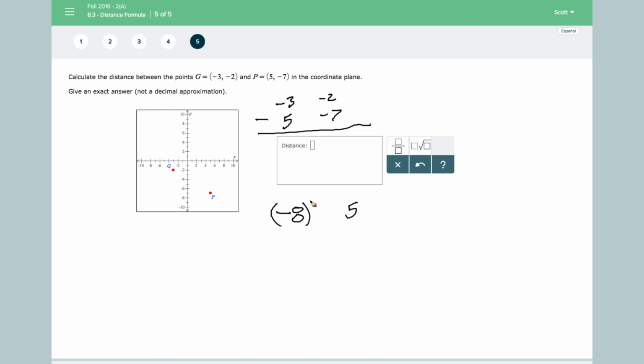Now we're going to square those answers. -8 squared is 64. And 5 squared is 25. We add those together. 64 plus 25 is 89. And that doesn't simplify, so we just take the square root of that, and that is our answer, the square root of 89. That's how you do the assignment.